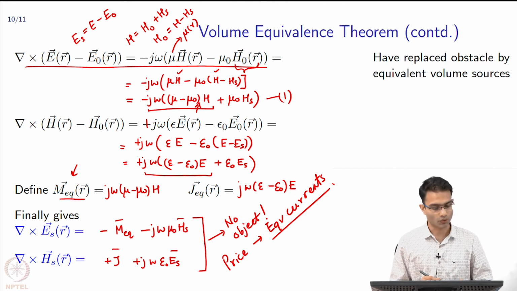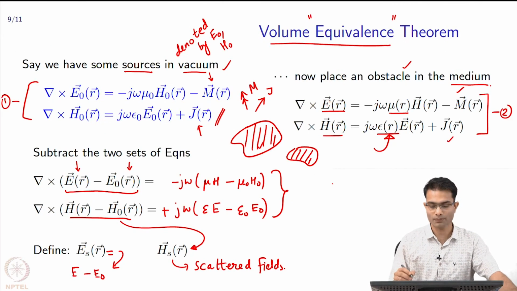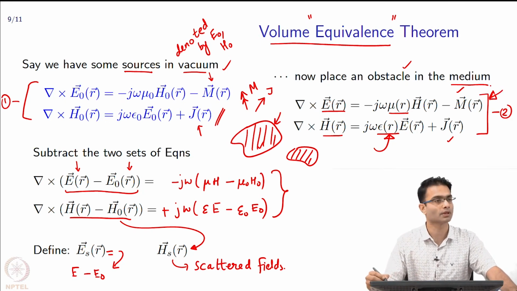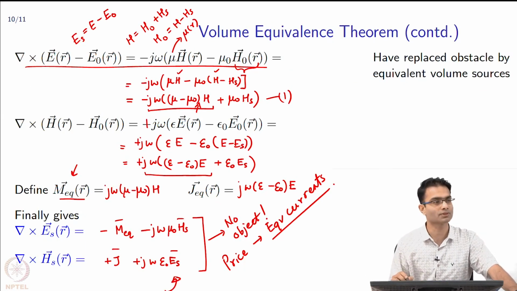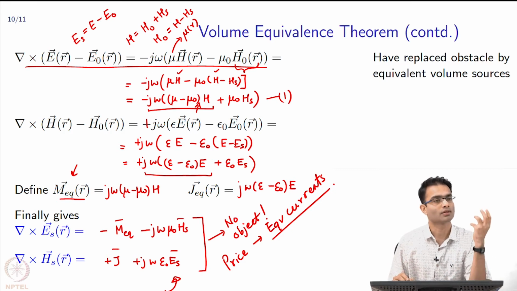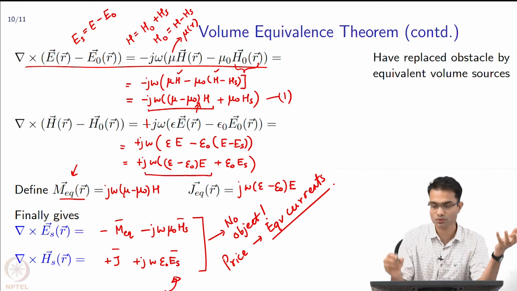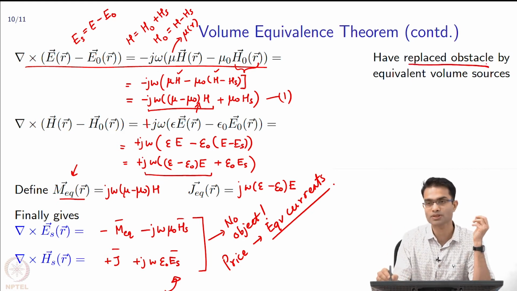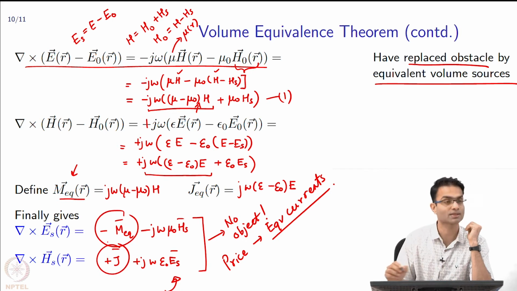So this volume equivalence principle, now we can actually have a statement of what it is. What have we done? We started with an object over here, and we started with these sets of equations. As a result of some algebra, I have reduced it down to these sets of equations, which are about sources radiating in free space. Mu naught epsilon naught is there, free space. So I have replaced this entire obstacle by a set of equivalent volume sources. So these m and j, these are sources.